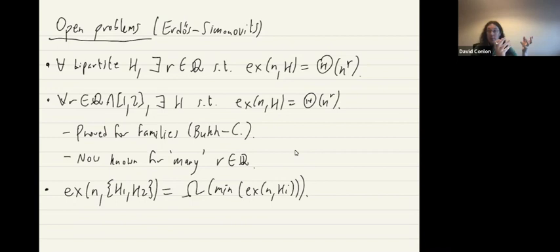Again, I see no good evidence for this. It's not true for hypergraphs. As Jacob said earlier, we disproved it very recently for linear equations. It seems hard to disprove, but give it time. All right, anyway, what I'm actually going to talk about today is not any of these things.